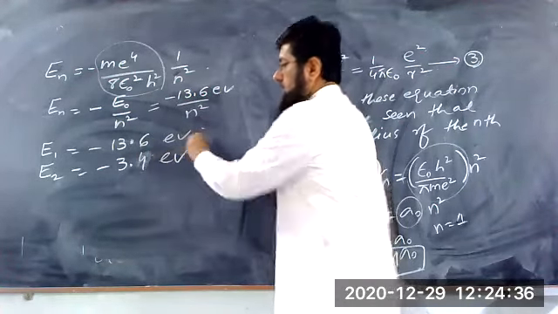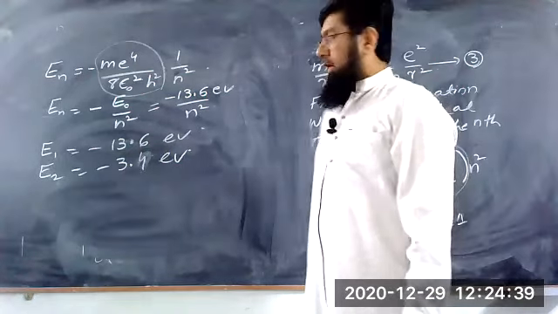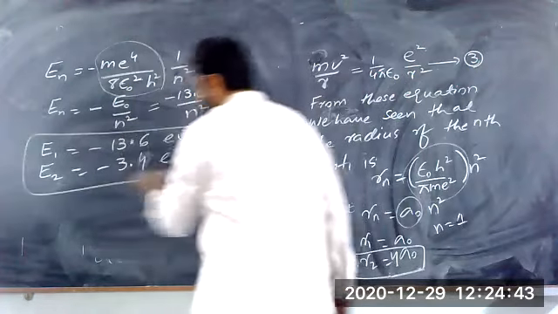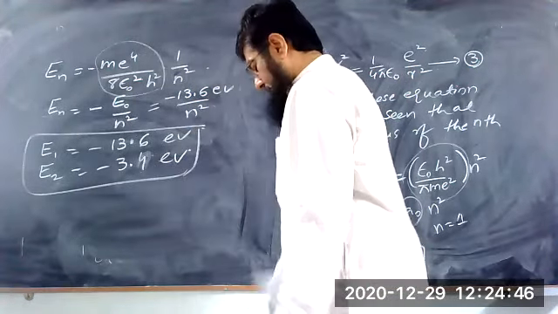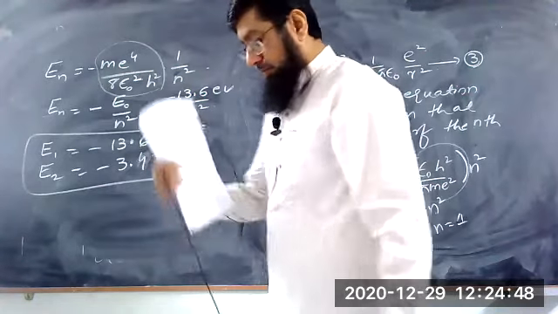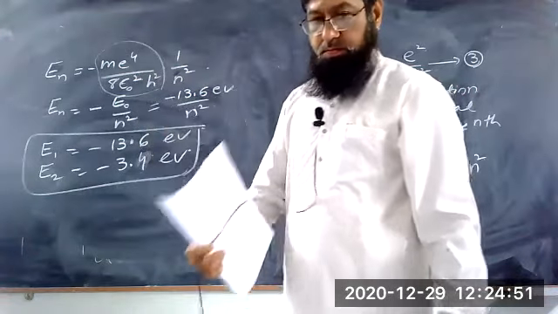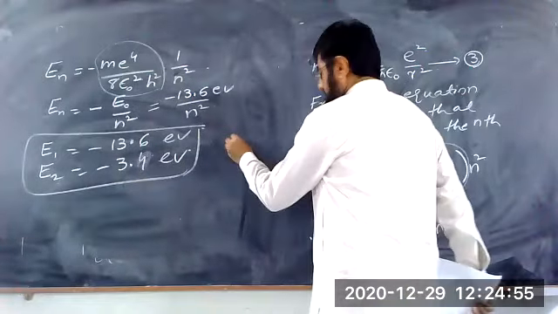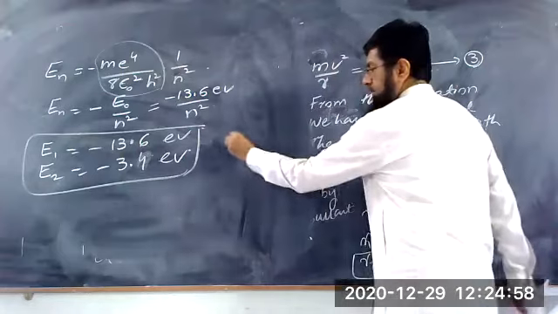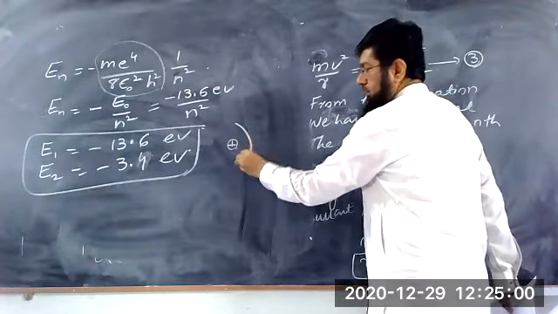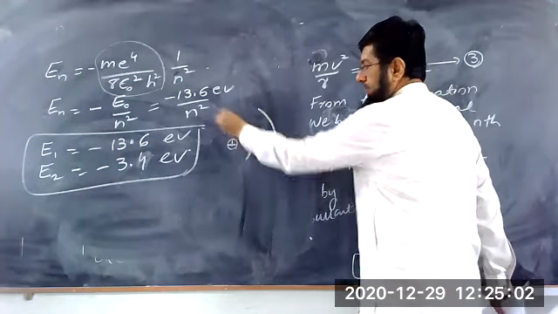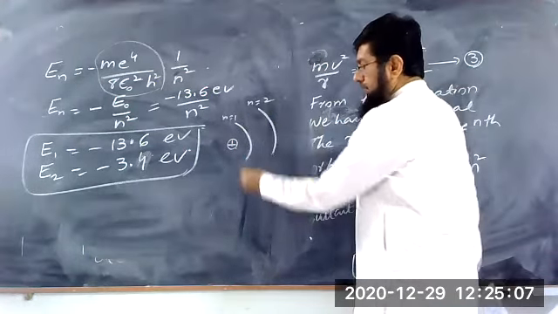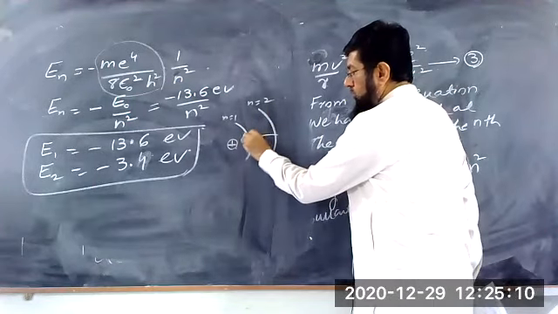3.4, this is 3.4 electron volt. So here, if we look here, this is the energy of the first orbit and the energy of the second orbit. Here, this is the nucleus, this is the first orbit, this is the second orbit. n is equal to 1, n is equal to 2. So here the electron jumps from 2 to 1.